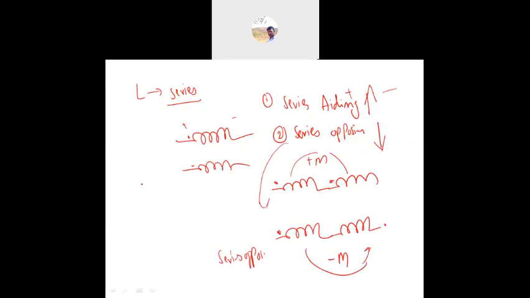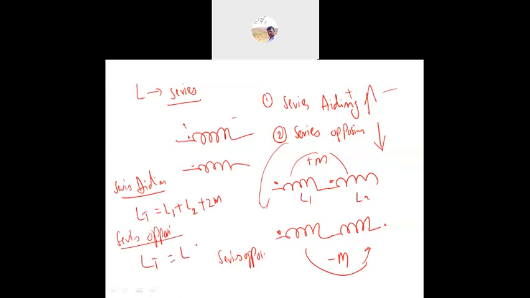For series aiding, the formula is LT is equal to L1 plus L2 plus 2M, where L1 and L2 are the inductances and M is the mutual inductance in between. In series opposing, the formula is LT is equal to L1 plus L2 minus 2M. That is simple.